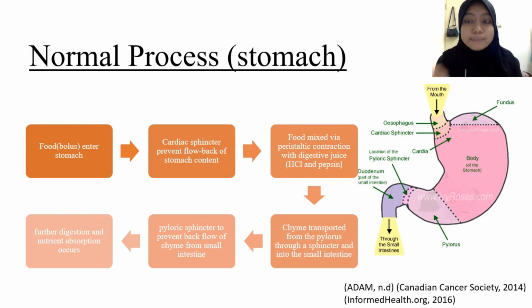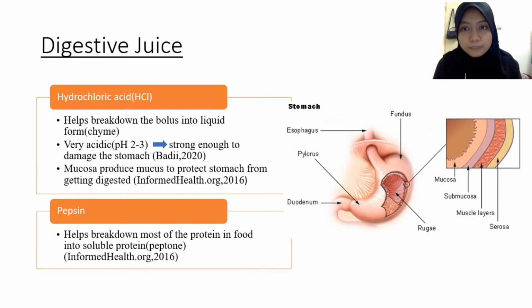So the food is then mixed via peristaltic contraction with digestive juices, which are hydrochloric acid and pepsin. The food, now in the form of chyme, is then transported from the pylorus through the pyloric sphincter into the small intestine. The pyloric sphincter will prevent backflow of the chyme from the small intestine, where further digestion and nutrition absorption occurs. So now I'm going to talk more in detail about the gastric juice.